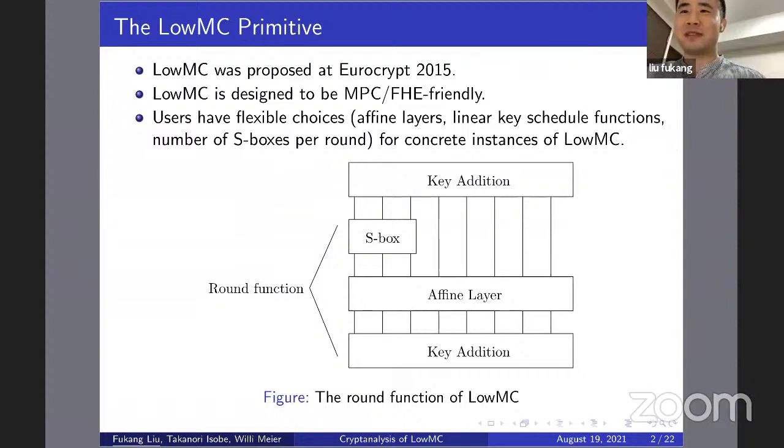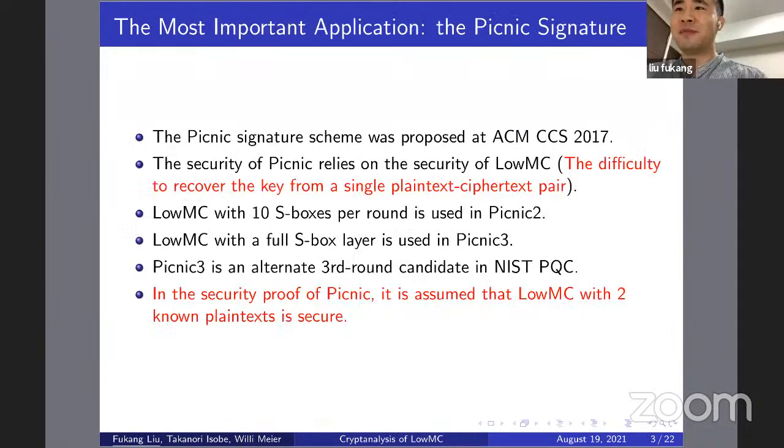LowMC is a family of block ciphers first proposed at Eurocrypt 2015, and it is designed to be MPC and FHE friendly. The main feature of LowMC is that there are random linear layers, linear key schedule functions, and the number of S-boxes per round is not fixed. The most important application of LowMC is the Picnic signature, which was proposed at ACM-CCS. The security of the Picnic signature relies on the security of the LowMC primitive.